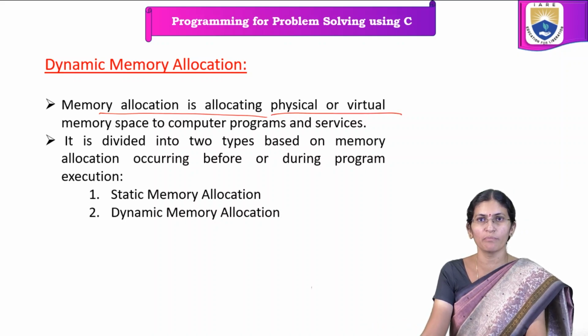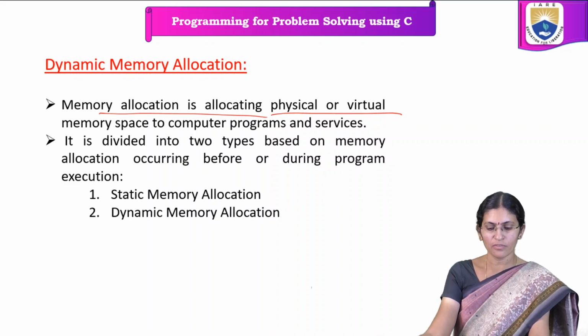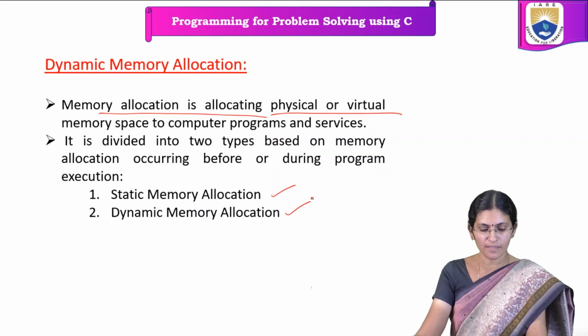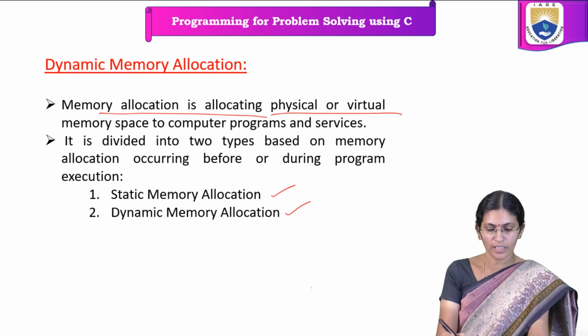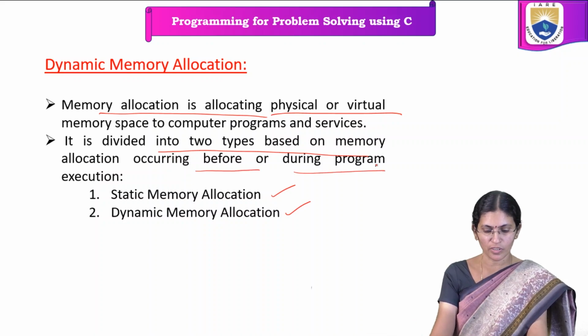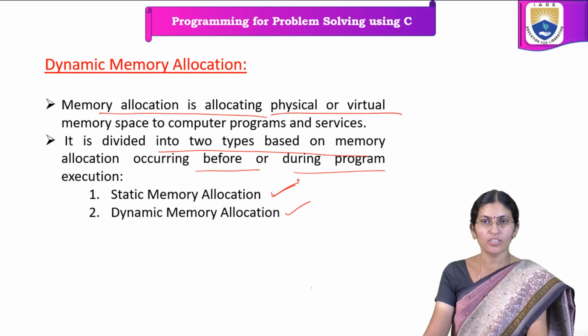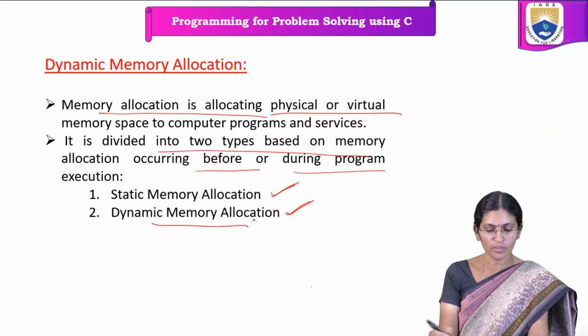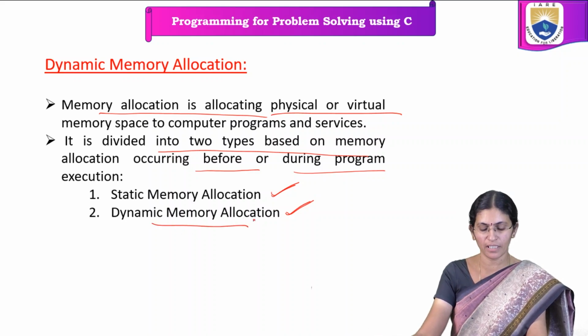allocating physical or virtual memory space to computer programs and services. So when we write programs, memory is allocated for that. It can be allocated in two ways. First one is static memory allocation and next one is dynamic memory allocation. Here memory allocation is divided into two types based on how it is occurring, based on whether the memory is allocated before or during program execution. In detail we'll discuss this second one, that is dynamic memory allocation.